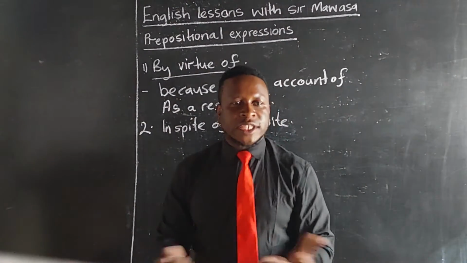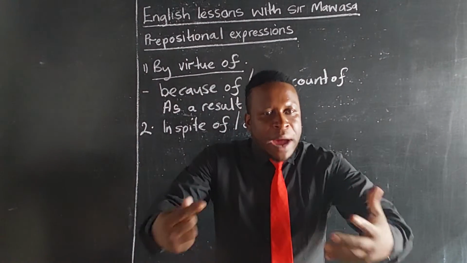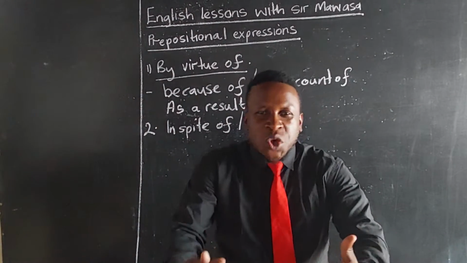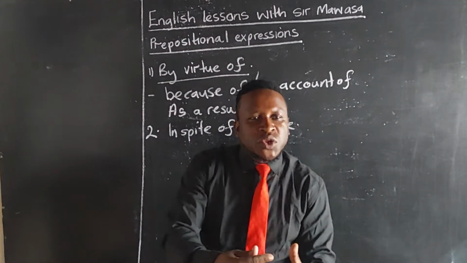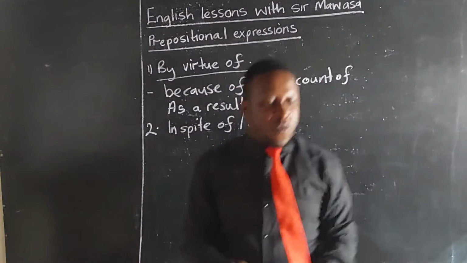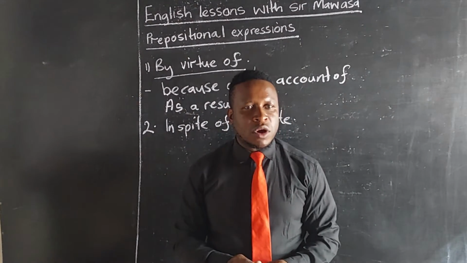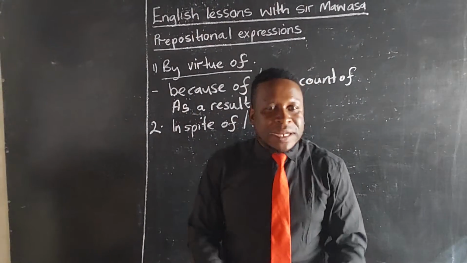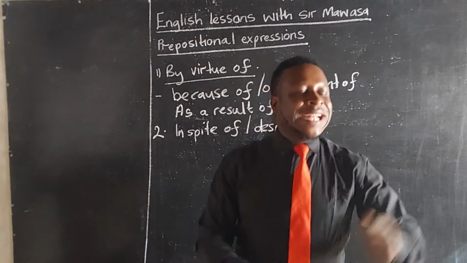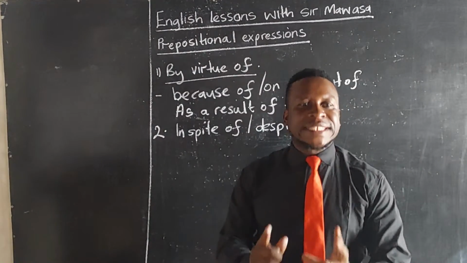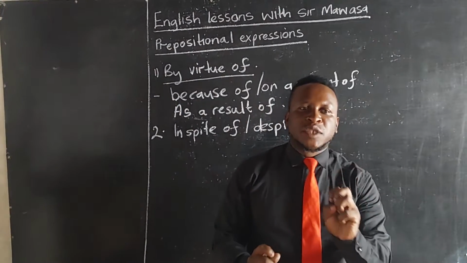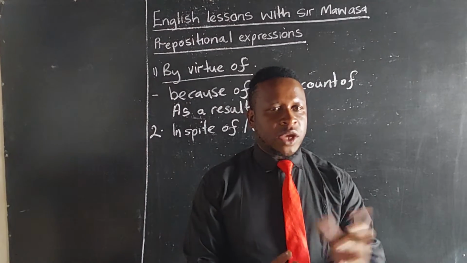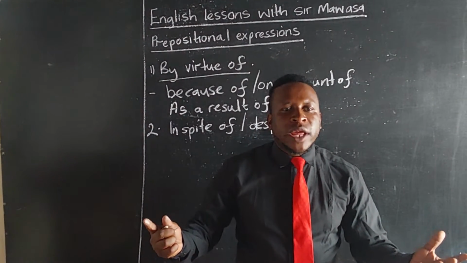Meaning what? For example, he got the job in spite of his prison record. Regardless of his prison record, he got the job. Even though he has a prison record, he got the job. So this is the meaning of the preposition in spite of. We use both of them with a noun. He got the job in spite of his prison record.